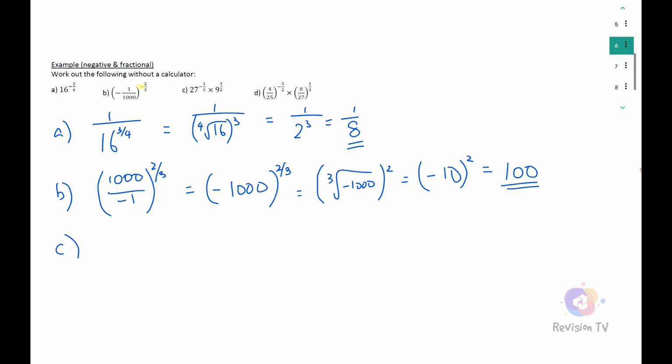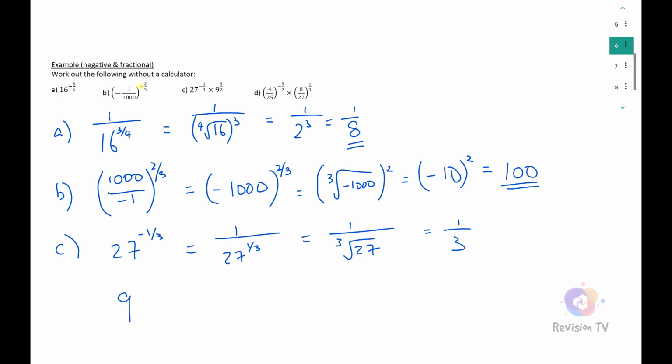C. Now we have 2 terms in here, 27 to the power of negative 1/3 and 9 to the power of 3 over 2. Let's do it one by one. First of all, let's deal with the negative power in the 27. It means 1 over 27 to the power of a third. A third means cube root, so the cube root of 27 is 3, so it's a third.